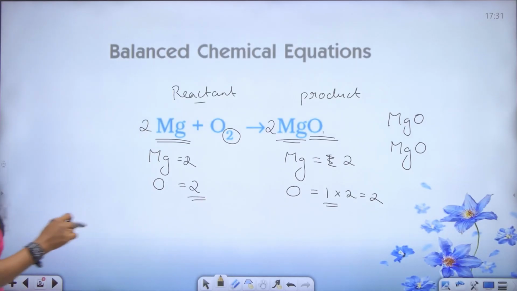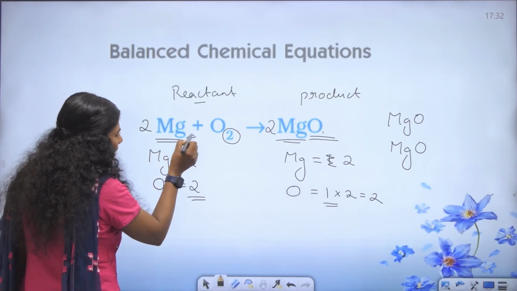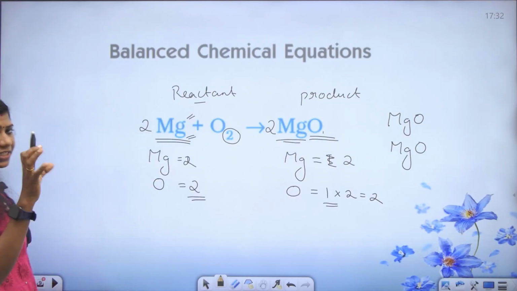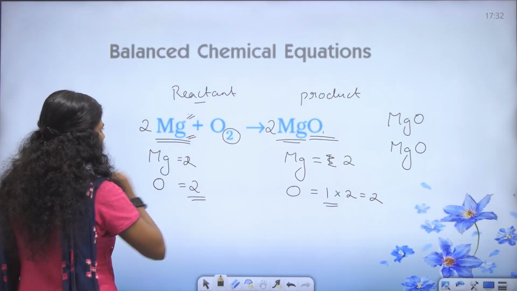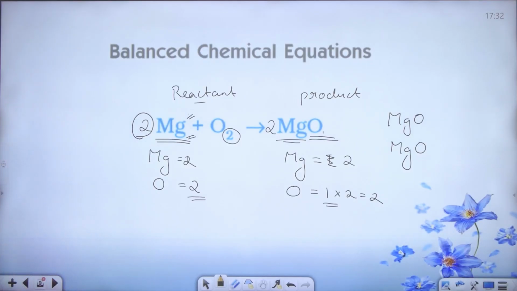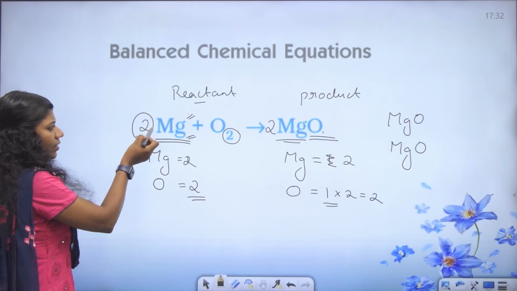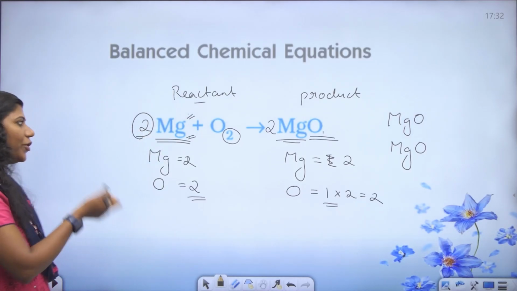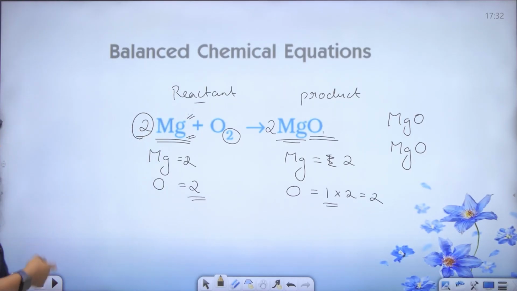Do not write anything here or here. Do not write any number here or here. Write the number in this portion only. Okay, 2 Mg plus O2 gives 2 MgO. Is it clear? First count the atoms, then add appropriate numbers or coefficients to the left side of the compound or element.